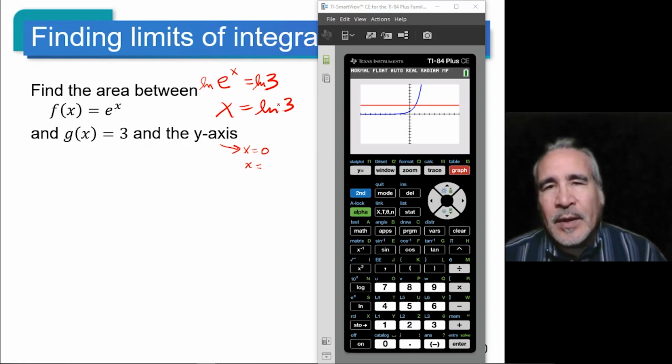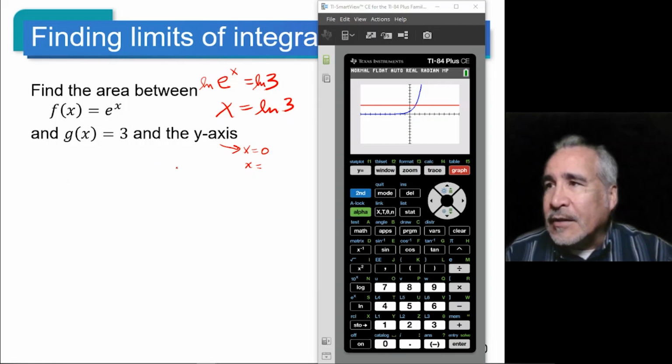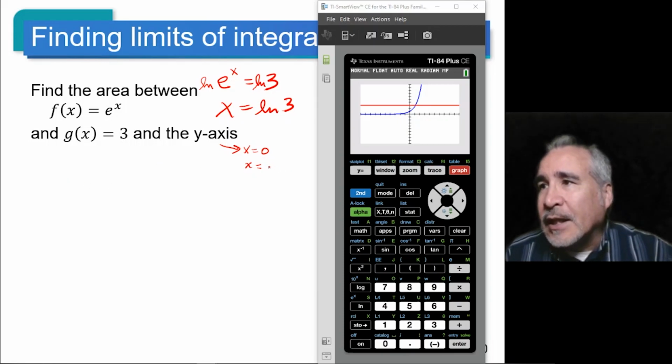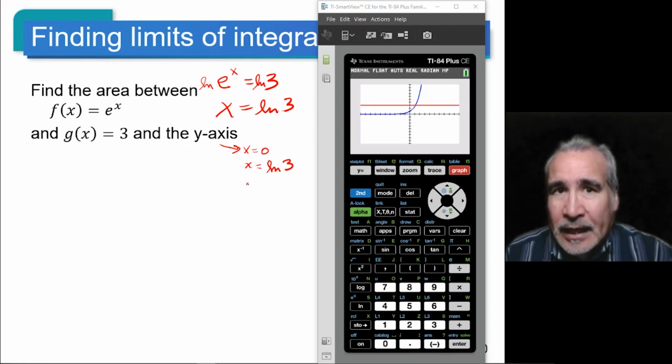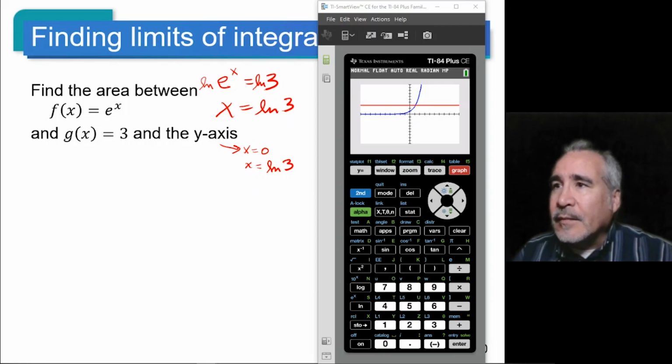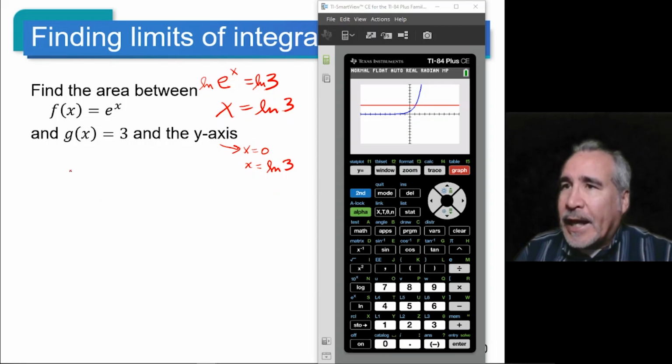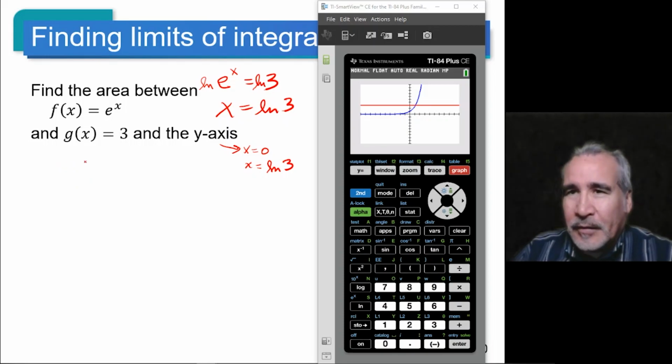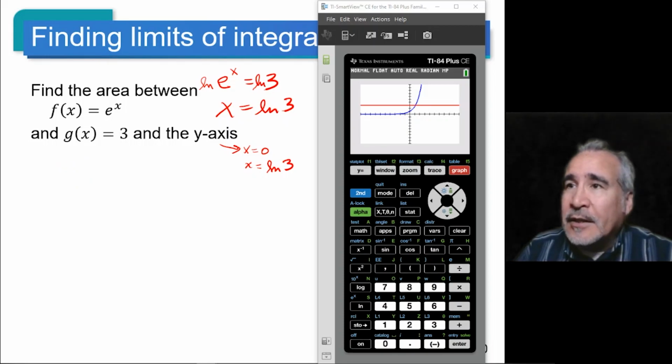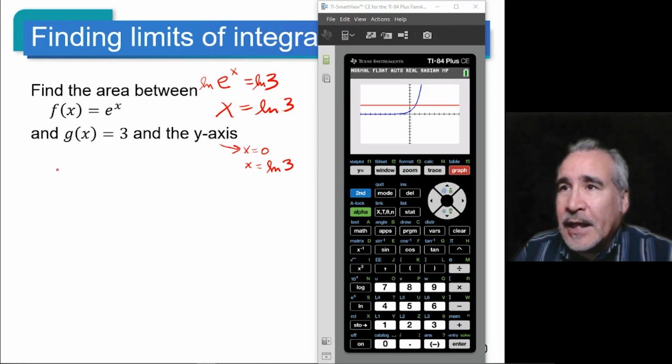That is the number we want to use. Now it is a decimal value. You could plug it in and get the approximate value, but to get the exact value, we need to use the natural log of 3. I could show you how to do that with the technology, but that's not going to get you the correct answer in WebAssign. This will. We're going to go from 0, which is the y-axis, until natural log of 3.